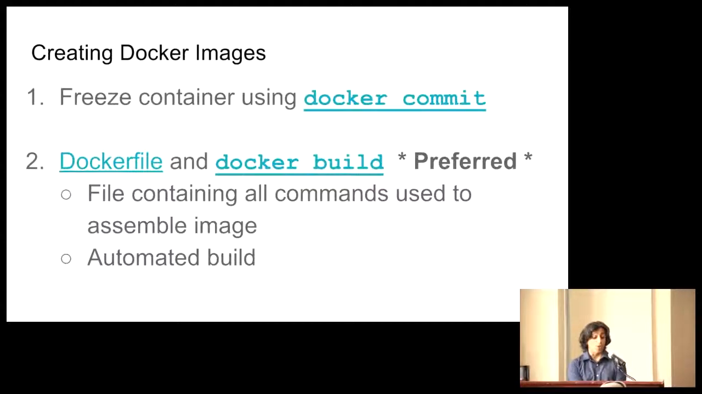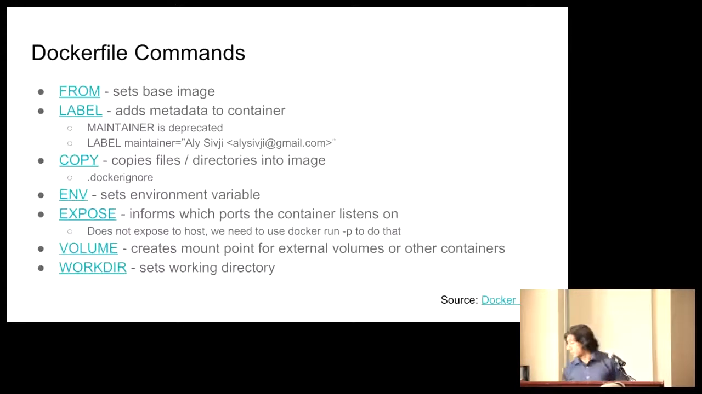So how do we create Docker images? We can freeze containers using the Docker commit command. What that does is take that read-write layer, the container layer, and make it read-only. Then we can use this new image to initialize new containers. Or we can use a Dockerfile and the Docker build command, which is the preferred method. A Dockerfile is a file containing all the commands a user can enter to create an image, and then we use the Docker build command to automate the build process.